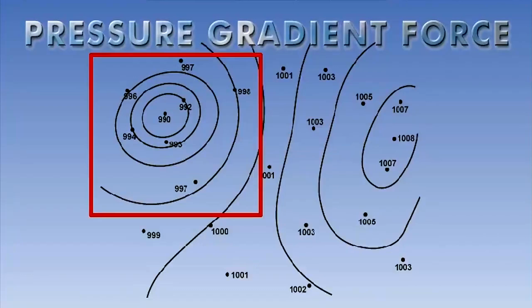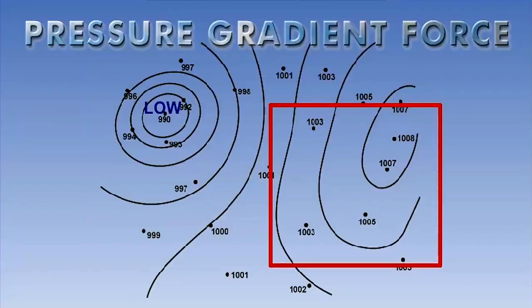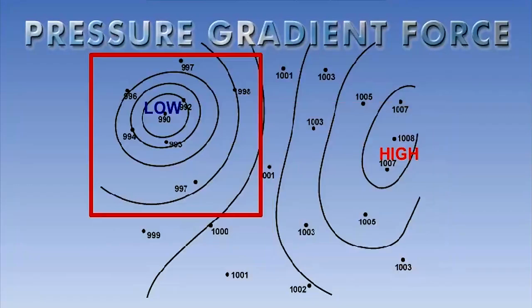Closely spaced isobars tell us that the pressure gradient force is strong. This is common in low pressure systems. Widely spaced isobars tell us that the pressure gradient force is weak. This is common in most high-pressure systems. But what is the significance of large or small pressure gradient forces? The pressure gradient force is what determines the strength of the wind.